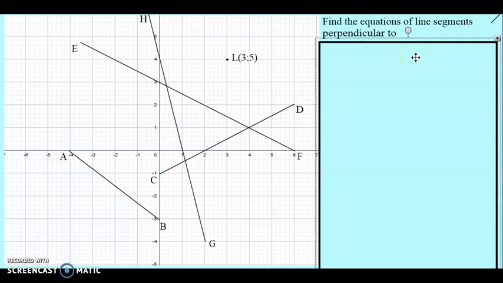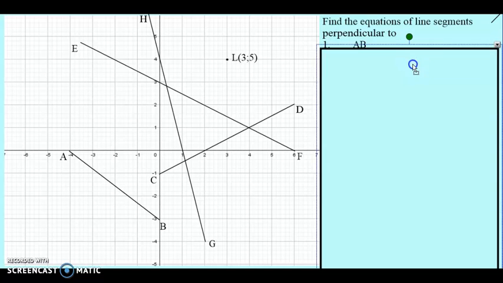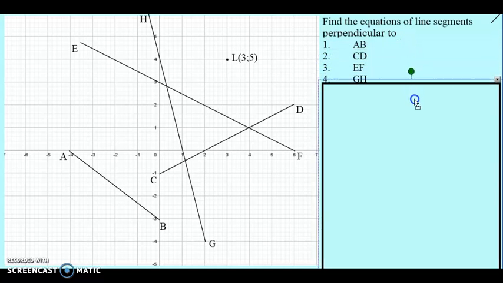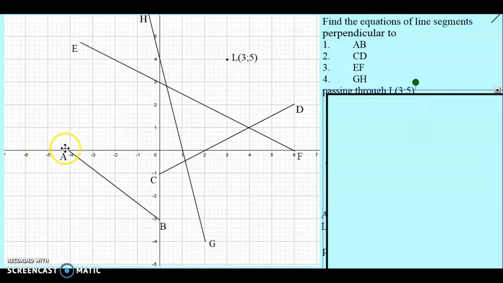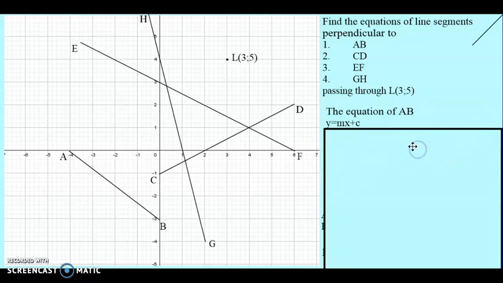In today's exercise, we are expected to find the equation of a line segment that is perpendicular to another line segment. So it's important to note, I've got to find a line that is perpendicular to this line and that passes through the point L. So if I have a line that is perpendicular to that one, it must pass through the point L. So we must find that equation. I'm going to use AB once again as an example and see what we come up with.